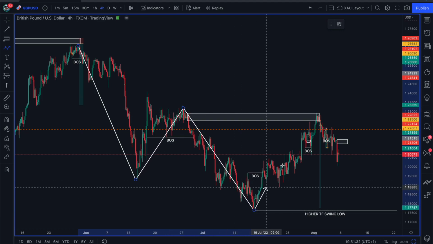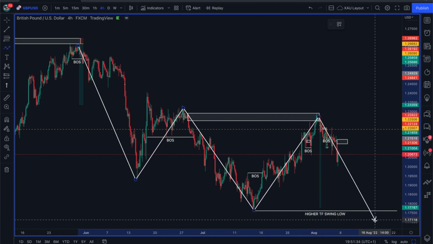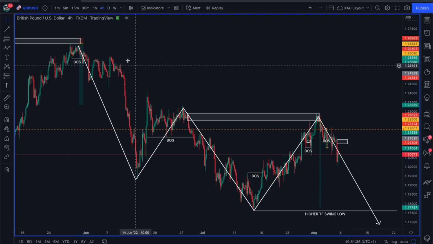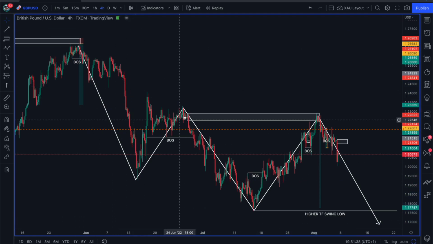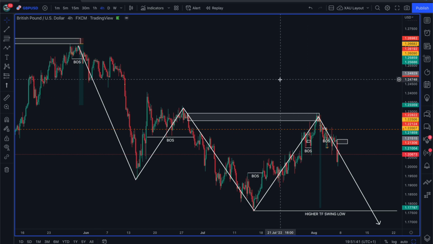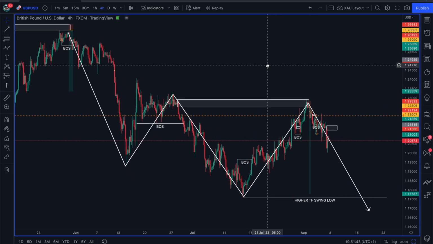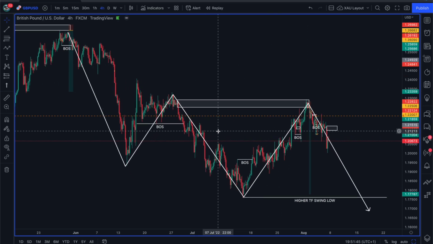As we can see here, this pair is following clear bearish structure. We have lower highs and lower lows being created on the higher time frames. So what we want to do is find these higher time frame swing points and then look fractally at the market to find those refined entries in order for us to capitalize tenfold on those positions.